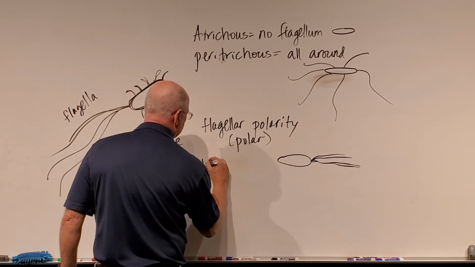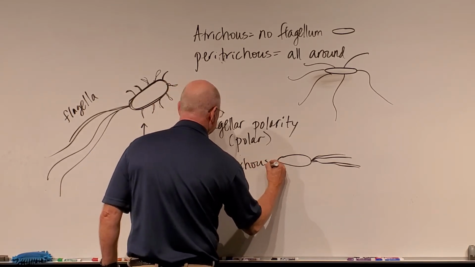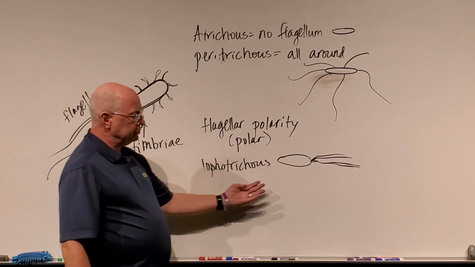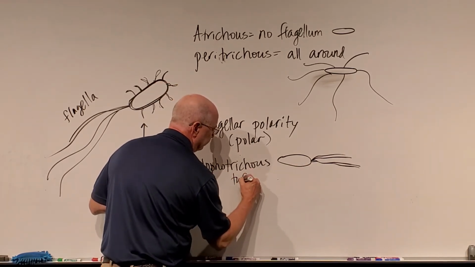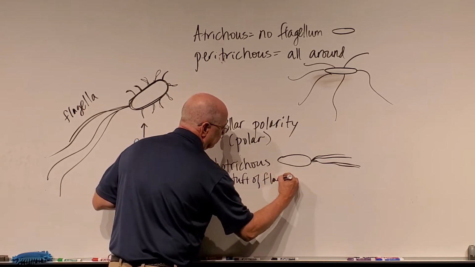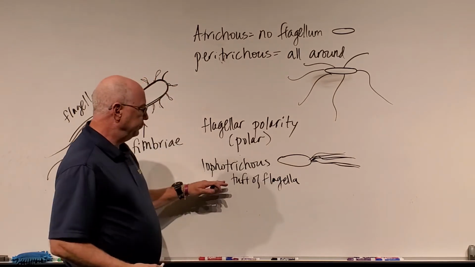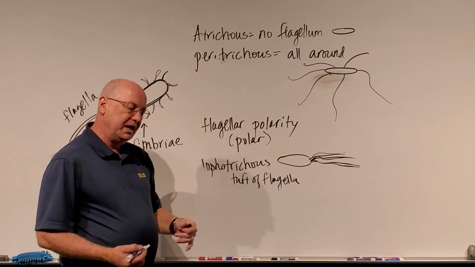This would actually fall under a category that we call lophotrichous. Okay? Lophotrichous means they have a tuft of flagella at one end. So now I could say that this is lophotrichous and monopolar because it has a tuft. Lophotrichous usually has a tuft of flagella, a small group of them, all sort of anchored in the same area. So lophotrichous and monopolar would mean I have a group of them at one end.